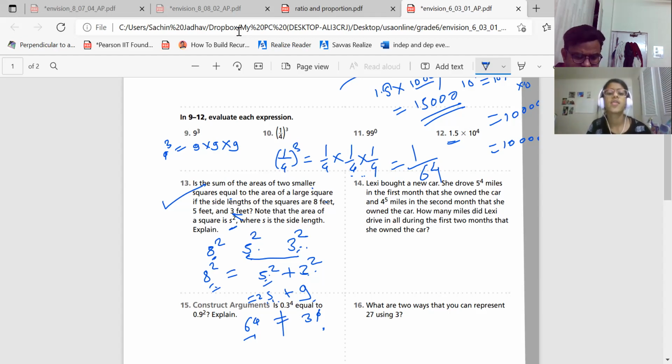So do I add for the 14th question? Now you have to do that right now. 14th question: Lexi bought a new car. She drove 5 raised to 4 miles in the first month that she owned the car, and 4 raised to 5 miles in the second month. How many miles did Lexi drive in all during the first 2 months that she owned the car? Yeah, you have to add that.